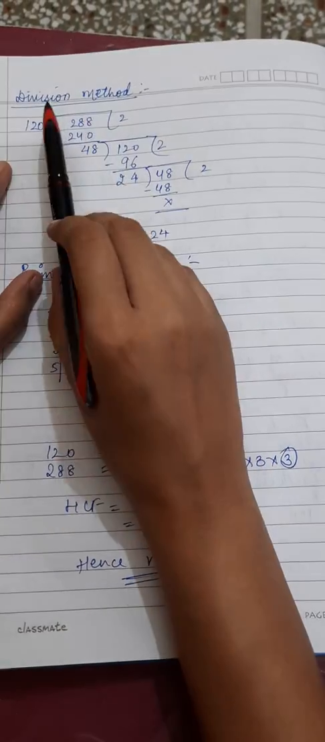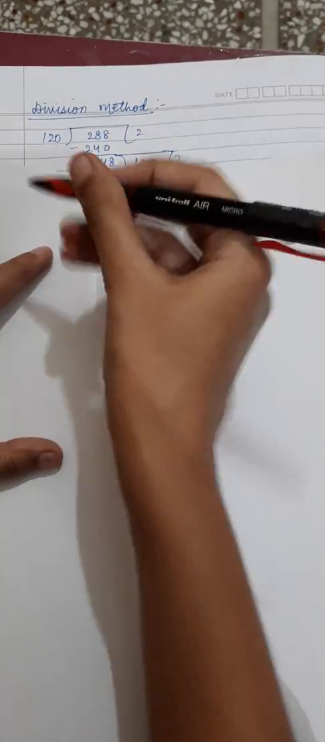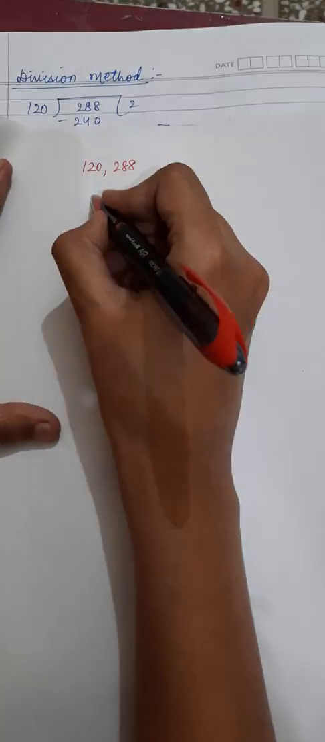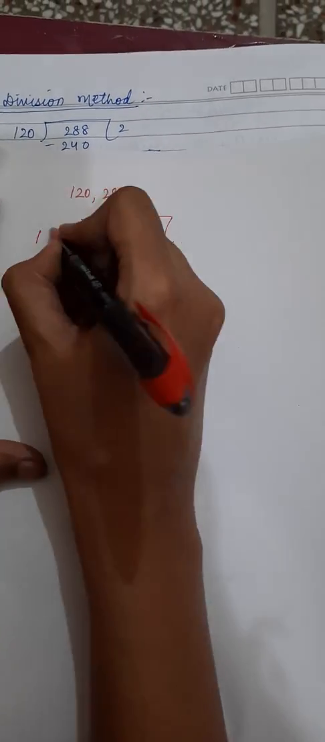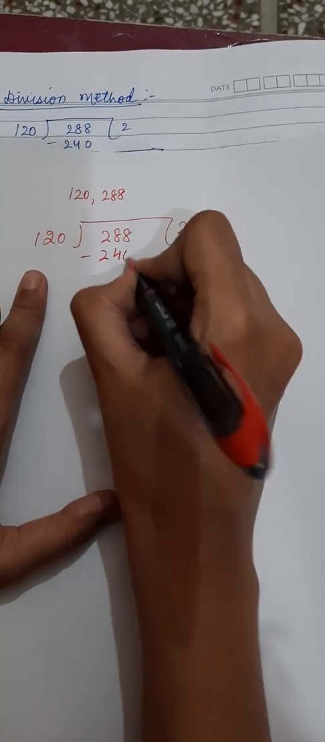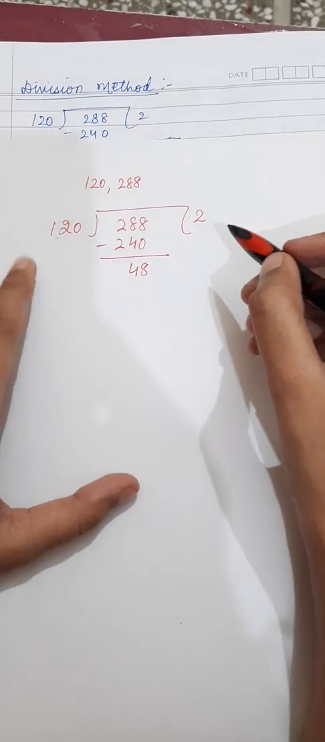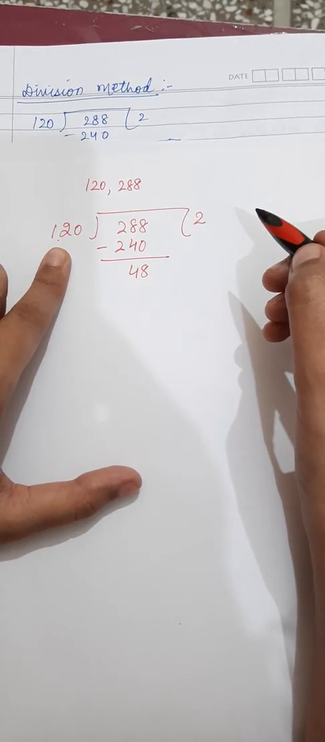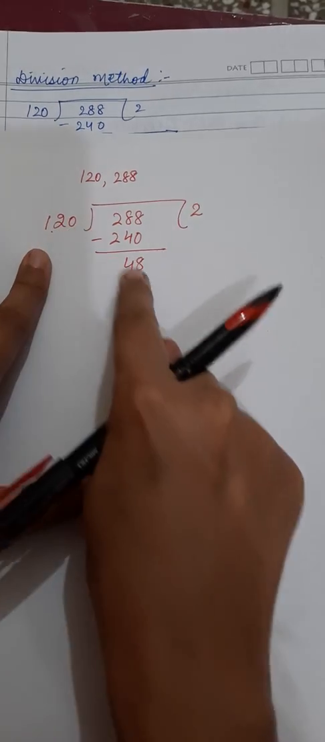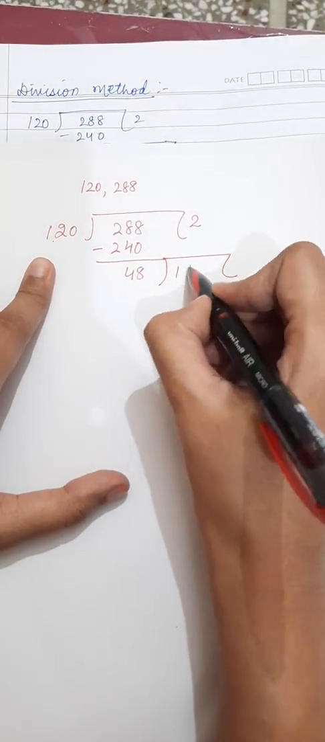Now, firstly, we are going to use the division method. How are you going to use the division method? See, we have two numbers, 120 and 288. I am going to divide 288 by 120. Let us divide the way you normally divide. 120 into 2 gives me 240. So the remainder will come 48. Now, this 120 is the divisor which is not giving me the remainder 0. When this divisor does not give me the remainder 0, the divisor will come down and act as a dividend now.